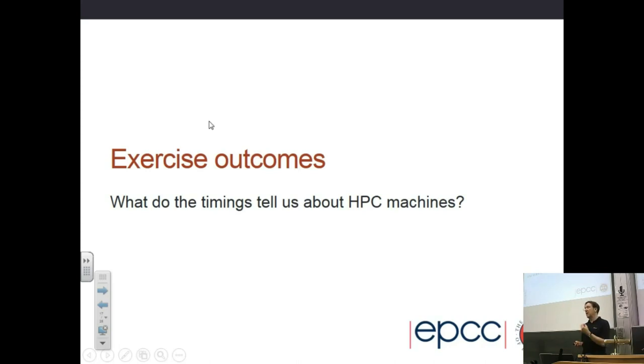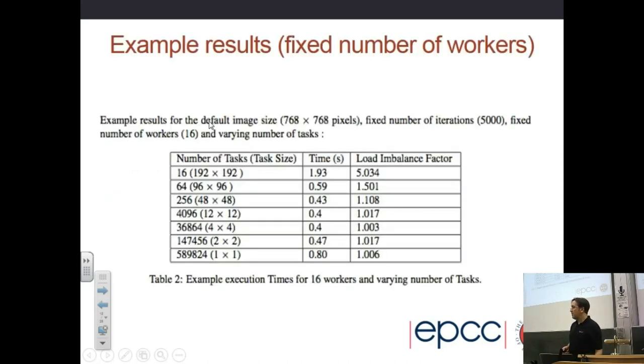But at some level, the task becomes so small that the overhead of distributing and collecting the tasks will start to dominate. So the most illustrative thing, I think, is to take a fixed number of workers. We're not interested here in classical parallel scaling, where you increase the number of processes. We're keeping the number of processes fixed here, the number of workers fixed, and looking at load imbalance.